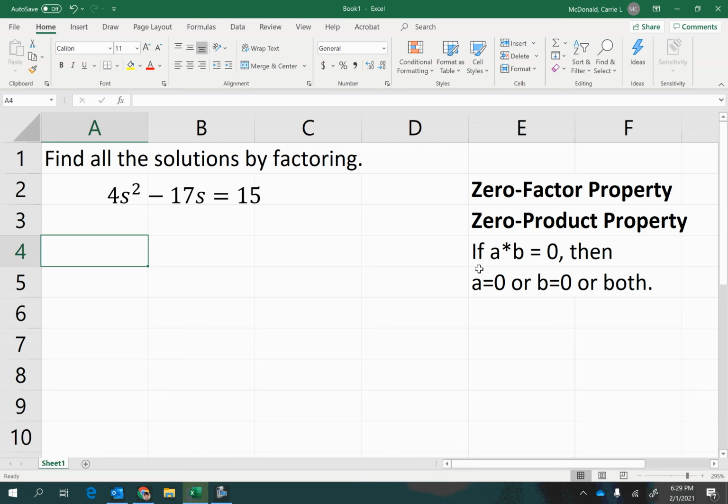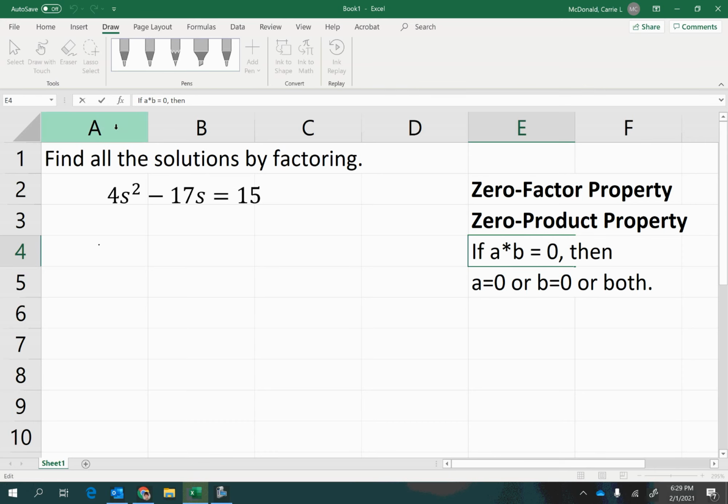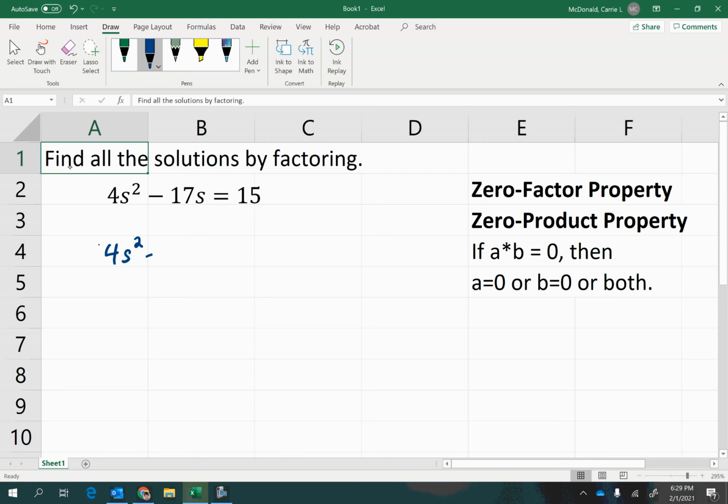But here's the thing. The property says if a times b equals 0. So what we need to first do is set this equation equal to 0 before we try to factor it out. So we're going to subtract 15 from both sides. So then we have 4s squared minus 17s minus 15 equals 0. Now we're ready to start factoring.